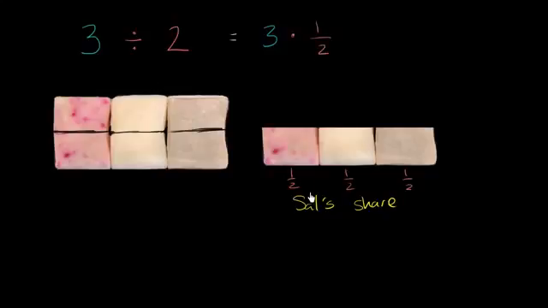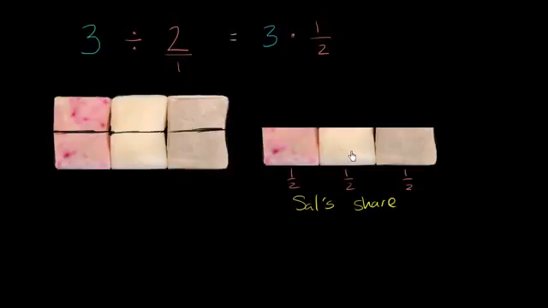Notice something very interesting happened here. 3 divided by 2 is equal to 3 times 1/2. And we could make it even more interesting because we know 2 is the exact same thing as 2 over 1. So 3 divided by 2 over 1 is equal to 3 times 1/2. Notice we went from a division to a multiplication and we took the reciprocal. And that makes complete sense.